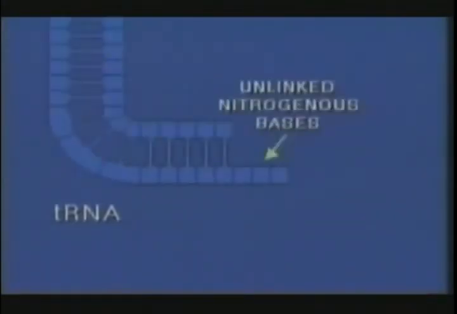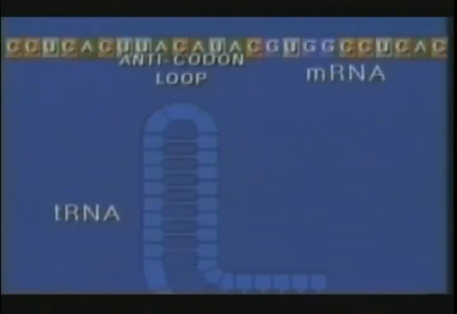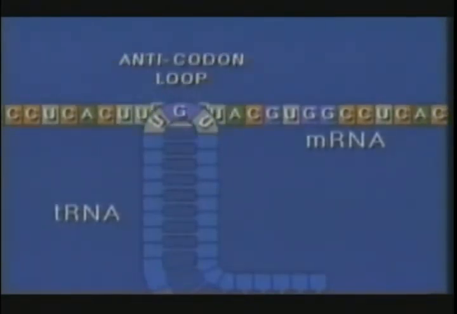Two exceptions, however, are important. At one end of the doubled over chain are three unlinked nitrogenous bases, which form a nucleotide triplet, or codon. This is called the acceptor end of the transfer RNA molecule. At the other end of the L is a loop in which the nitrogenous bases are also unlinked. This is known as the anticodon loop, and is the site where the transfer RNA molecule interacts with the messenger RNA strand.